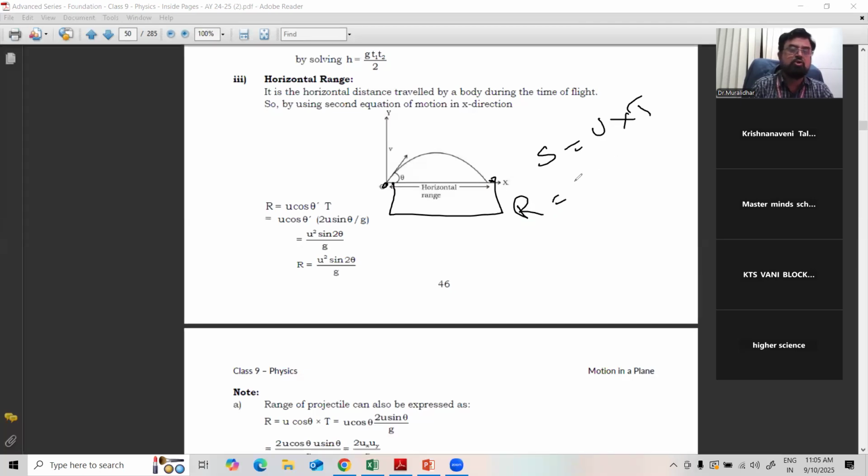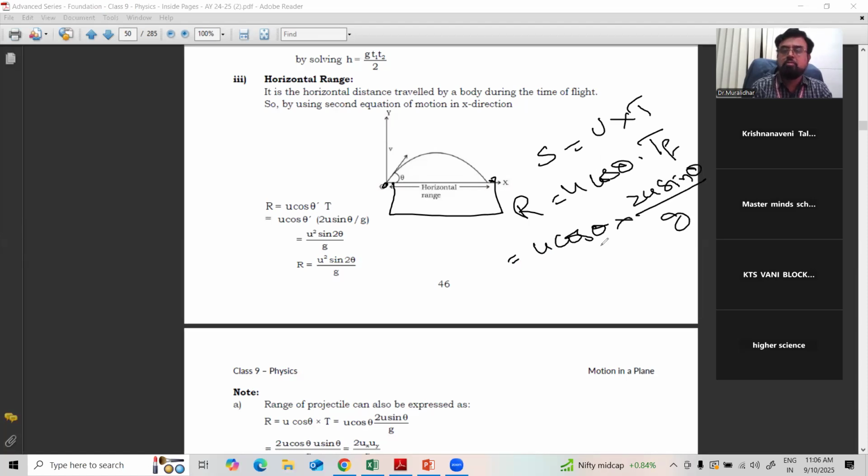What is the velocity? Horizontal velocity, you have to take U cos theta, into time, which is the time of flight, because we need the total time in air. So you can write U cos theta into time of flight. Time of flight is nothing but 2U sin theta by G. Because when you want to find the horizontal range, you have to calculate the total distance. Horizontal velocity is U cos theta, and time is the time of flight, which we already derived. So U cos theta into 2U sin theta by G.